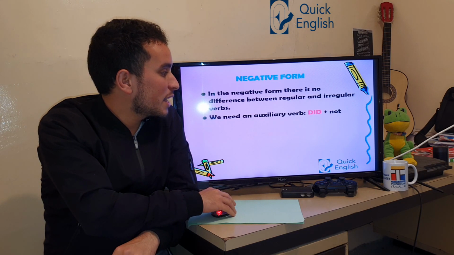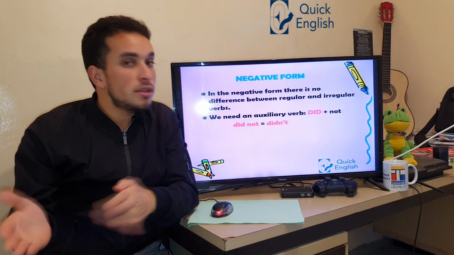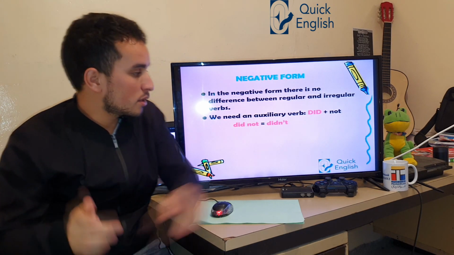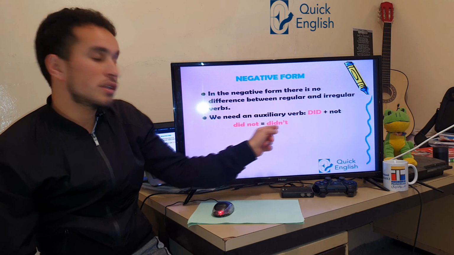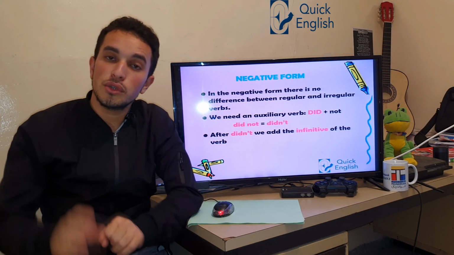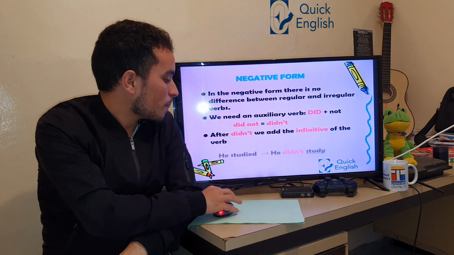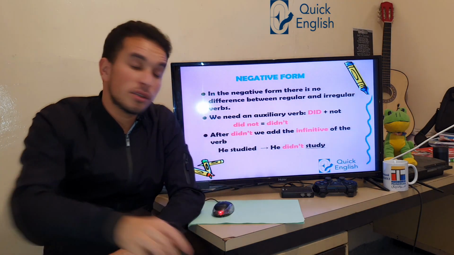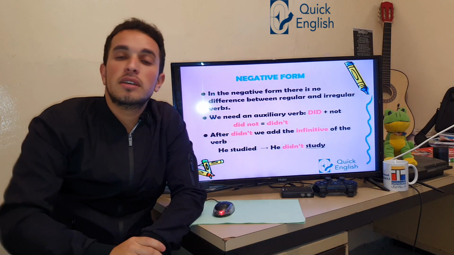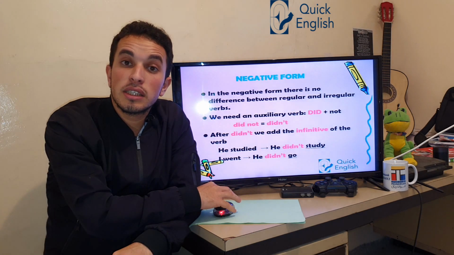Now, how do we form the negative? It's very simple, as you can see here. There is no difference between regular verbs and irregular verbs when it comes to the negative. Why? Because in the negative, we put did not, which gives us didn't, and then we add the infinitive of the verb. So after didn't, we need the infinitive of the verb that we have in the sentence. Okay? Example: he studied, he didn't study. As you can see here, study is in the infinitive and not in the past because we already have the auxiliary didn't. Okay? Another example: I went, he didn't go. Okay?